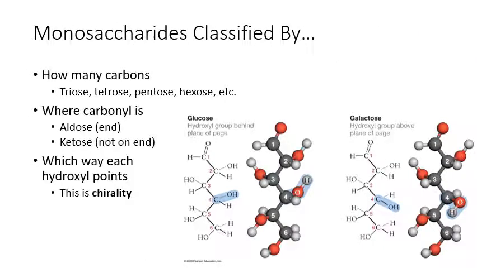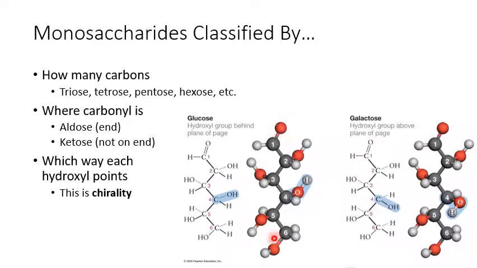So that means we've actually gone over 2 of the ways that monosaccharides are classified. They can be classified by how many carbons they have, as trioses or pentoses or hexoses. They can also be classified by where their carbonyl group is. So if it's at the end, it's an aldose. If it's not at the end, then it's a ketose. And then there's also one more way that you can classify monosaccharides, which is based on where their hydroxyl groups are pointing. So you can kind of see that with these ball and stick models over here.